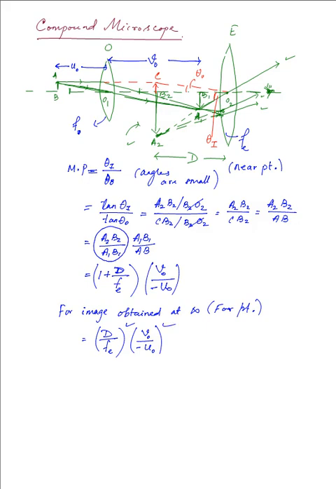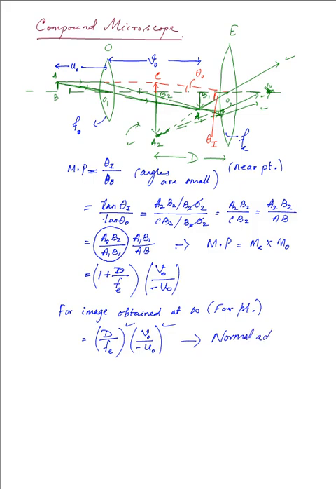Now, here also I can add that the magnifying power of the given compound microscope is the magnifying power of the eyepiece multiplied by the magnifying power of the objective. Now, let me write this as normal adjustment.